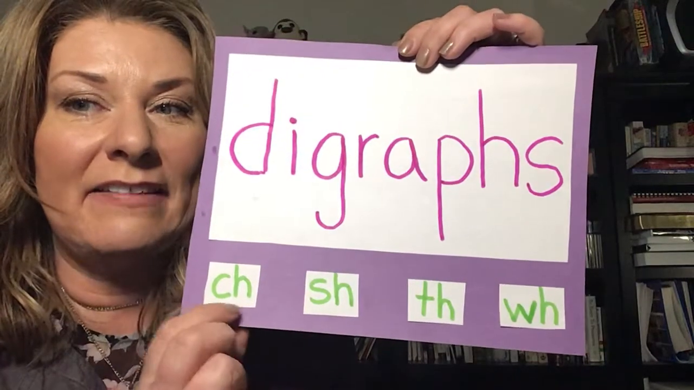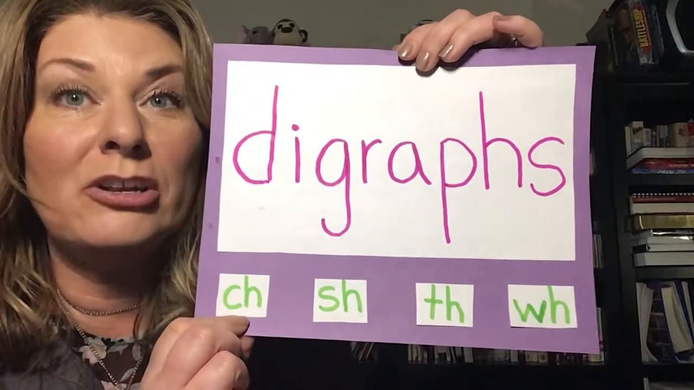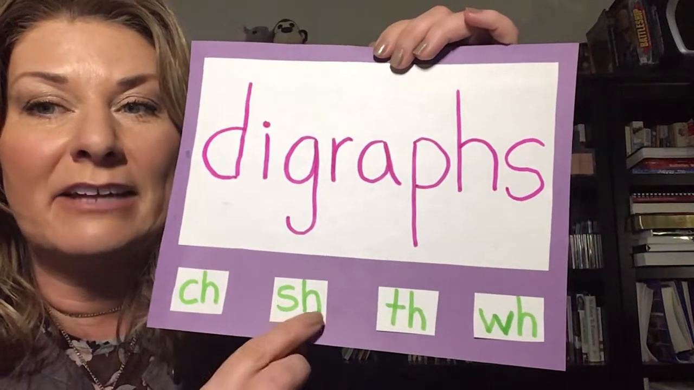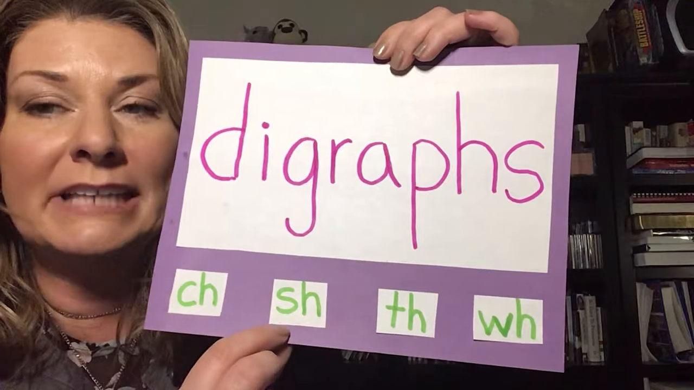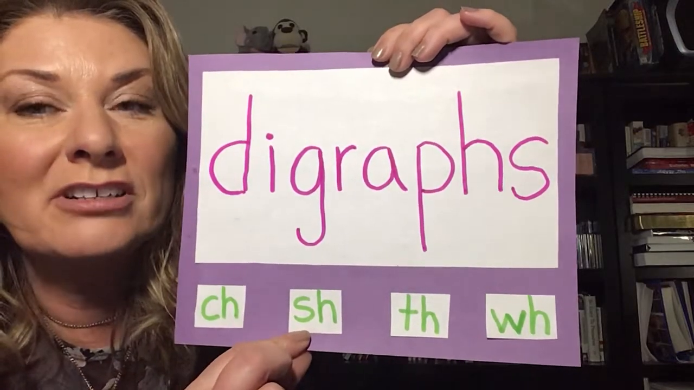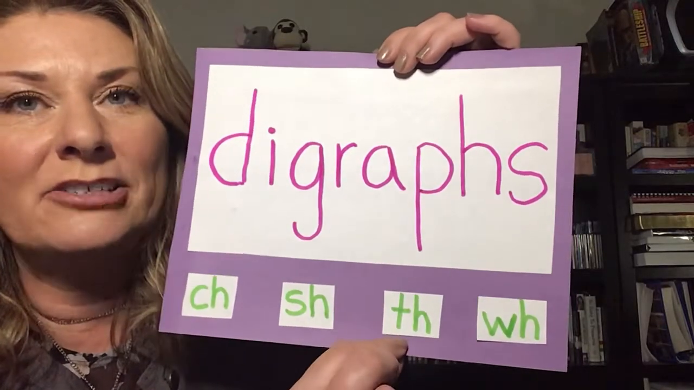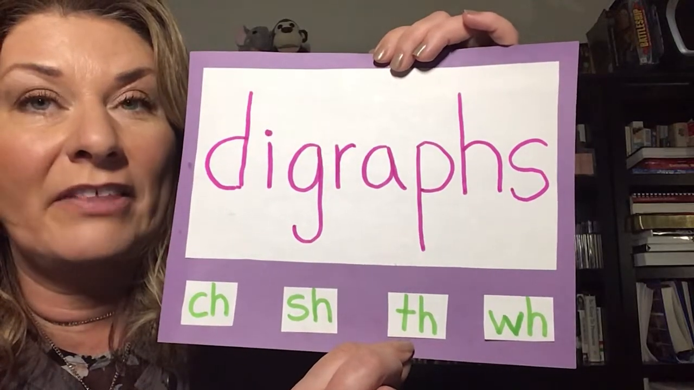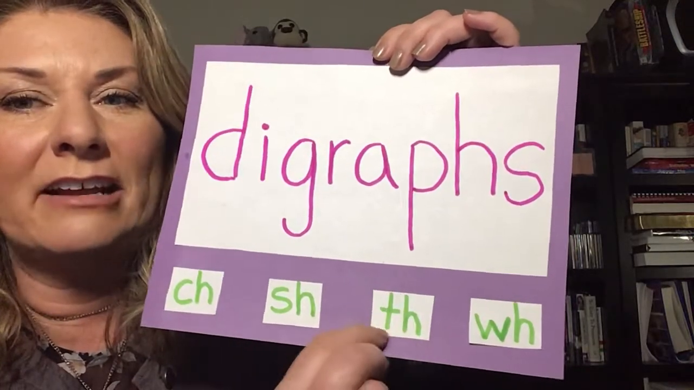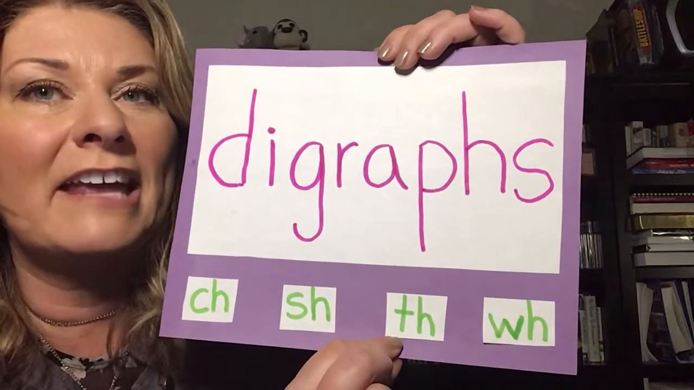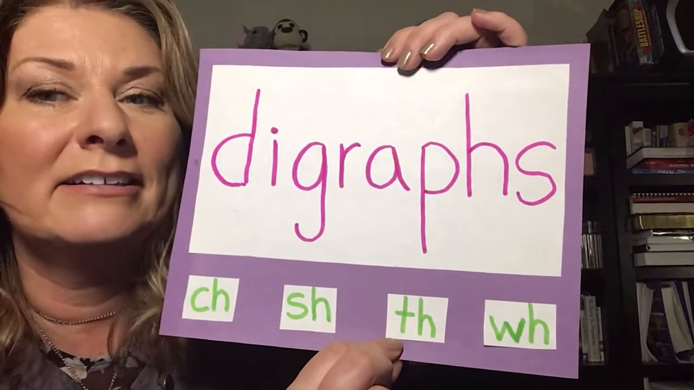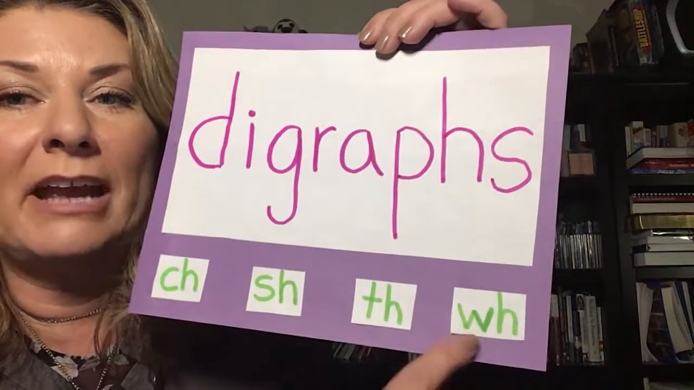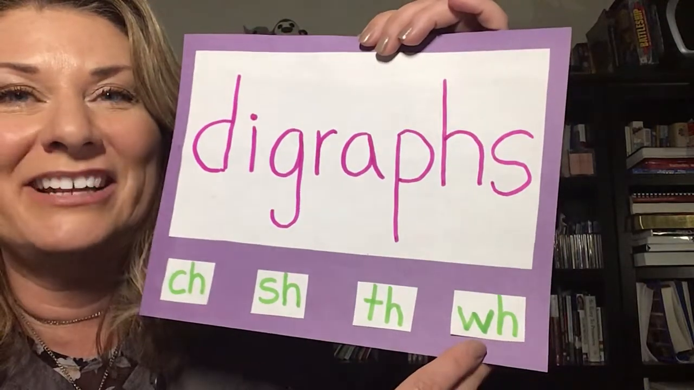So when the C and the H come together, they make a new sound. Ch. And the S and the H come together to make a new sound. Sh. And the TH sometimes sounds like the, like in the and that and there. And sometimes it sounds like th, like think. Say think. And the W and the H come together to make a brand new sound. Wh.